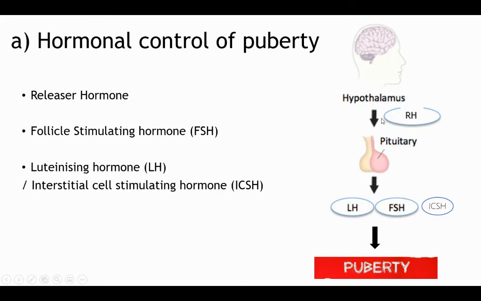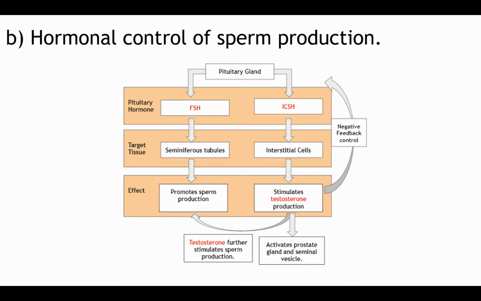Males will release the follicle stimulating hormone and the ICSH, and females will release FSH and LH. So both individuals will release FSH. The difference is whether in males we produce ICSH or in females LH. So FSH in males promotes sperm production, and ICSH will stimulate the production of testosterone.